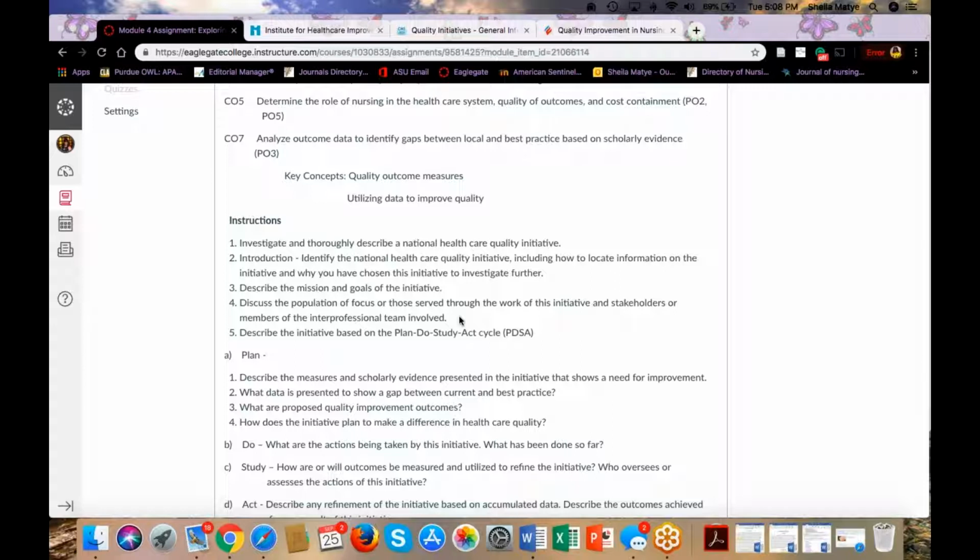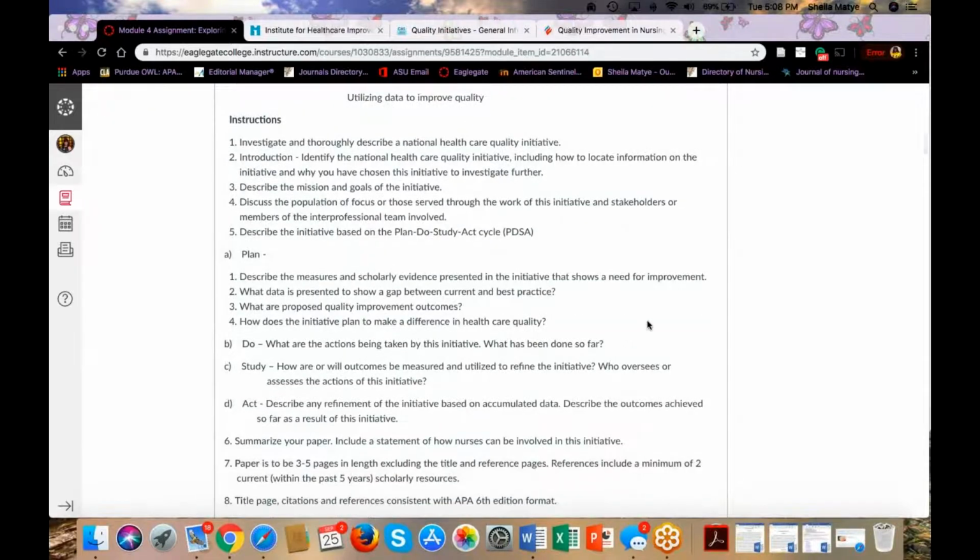So that would be under that level 1 heading, population of focus. Then you're going to do your plan, do, study, act cycle, the PDSA. And underneath each one of these, there are specific items that you need to discuss. So again, these are going to be level 1 headings: your plan, your do, your study, and your act. And you're like, well, I don't know what the plan is.